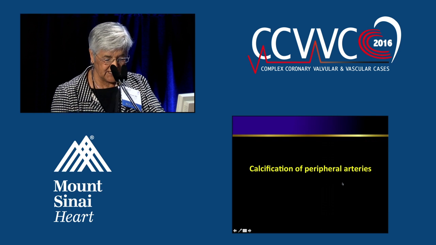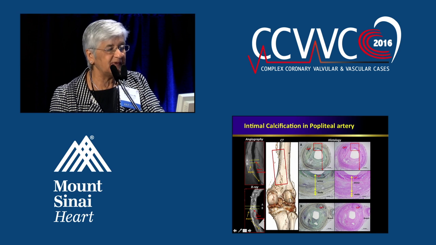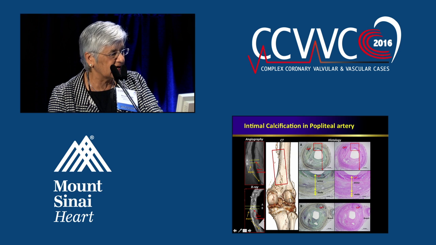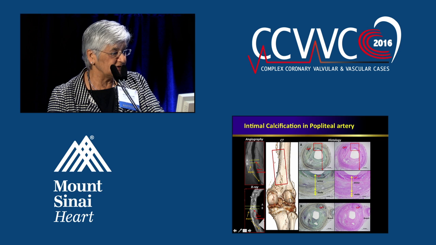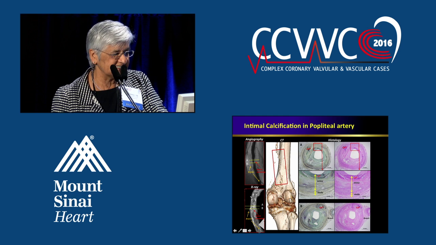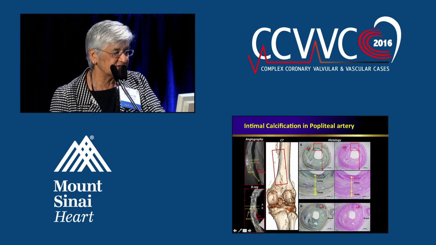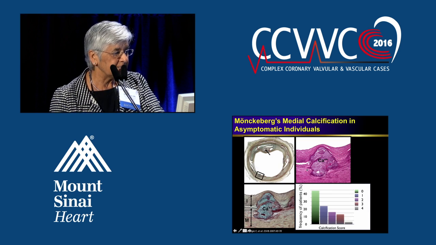What about calcification of the peripheral arteries? This is in a patient who did not have coronary disease or peripheral vascular disease, but we got the leg, and you can do this CT on it. We did an angiogram, as well as took the artery off and looked at the extent of calcification, again showing severe calcification, as you can see here on the right.